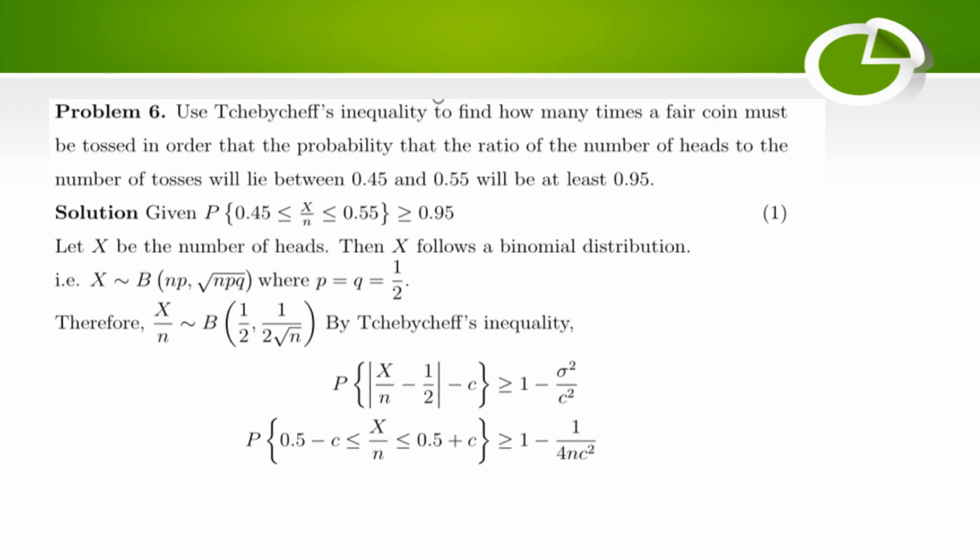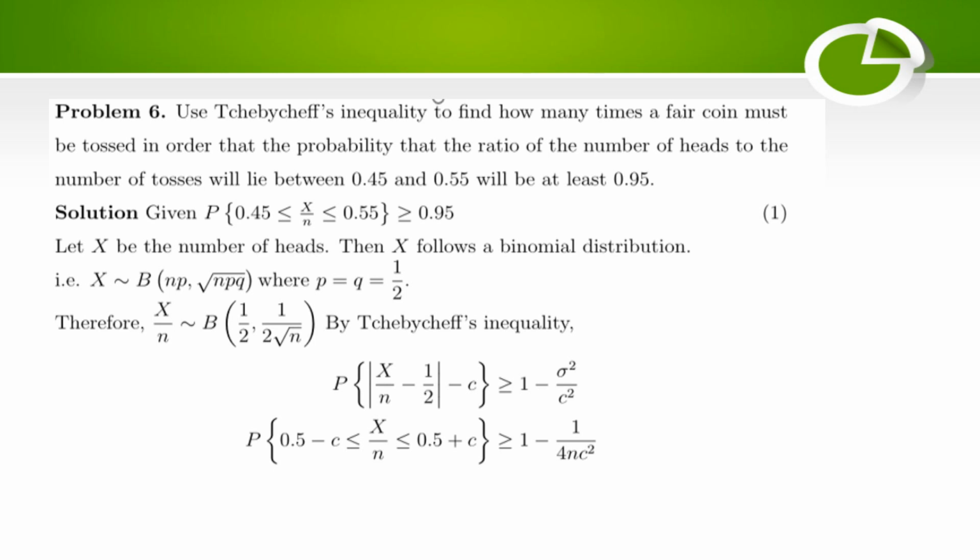Problem 6. Use Tchebycheff's inequality to find how many times a fair coin must be tossed in order that the probability that the ratio of the number of heads to the number of tosses will lie between 0.45 and 0.55 will be at least 0.95. Solution. Given P(0.45 ≤ X/n ≤ 0.55) ≥ 0.95, equation 1. Let X be the number of heads. Then X follows a binomial distribution.